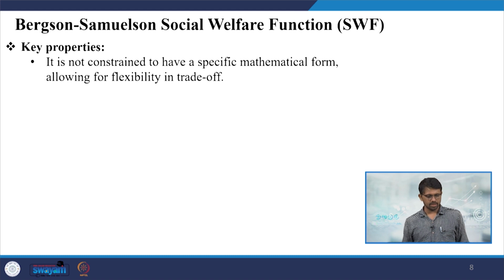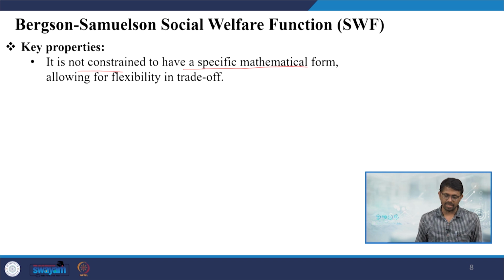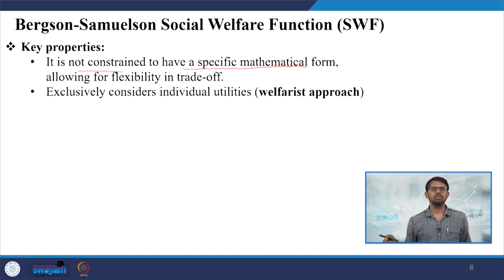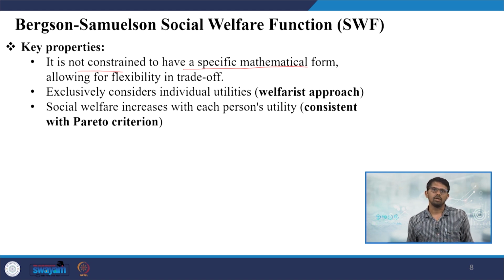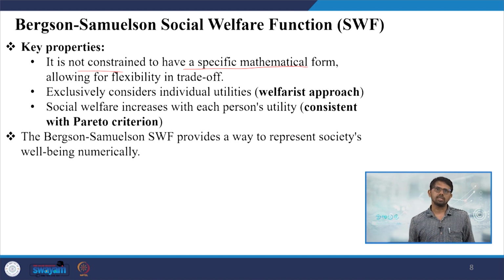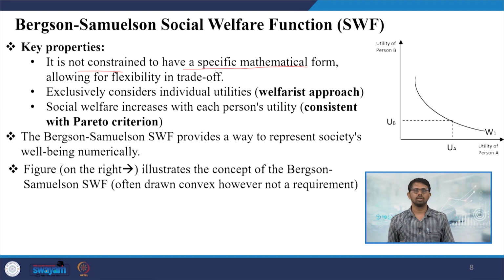The key properties of this SWF are that it is not constrained to have a specific mathematical form, hence allowing flexibility in trade-off. This exclusively considers individual utilities as a welfarist approach. Social welfare increases with each person's utility, which is consistent with the Pareto criteria. This Bergson-Samuelson SWF provides a way to represent society's well-being numerically by approximation of its individual utilities.